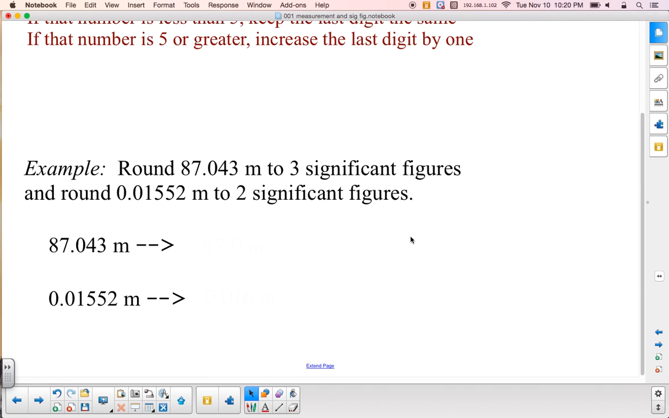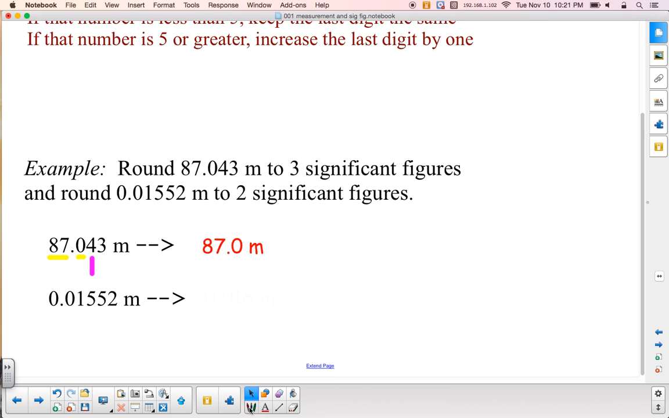For example, if I wish to round the number 87.043 meters to 3 significant figures, the first thing I'm going to do is figure out which 3 digits I'm going to keep. I'm going to keep the 8, the 7, and something in this position right here. The number I'm going to look at to decide how to round is then that 4 right there. Since 4 is less than 5, I'm going to keep the 8, the 7, and the 0. I'm going to leave the 0 the same instead of rounding up.